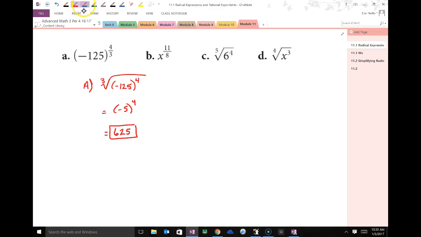Okay, let's try B. B says x to the 11/8. What form is it in currently? Exponential. So we're going to convert it to radical. What's my radical form of that? The 8th root of x to the 11th. Holy cow. Now, can I simplify that? No.